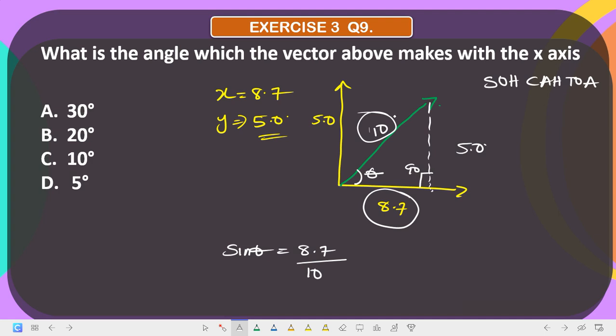Let's look at it critically. It is cos, the reason being that it is adjacent over hypotenuse. So this gives us cos theta equal to 8.7 over 10. So theta will be the cos inverse of 8.7 over 10. So this gives us shift cos 8.7 divided by 10, and that will give us 29.54.